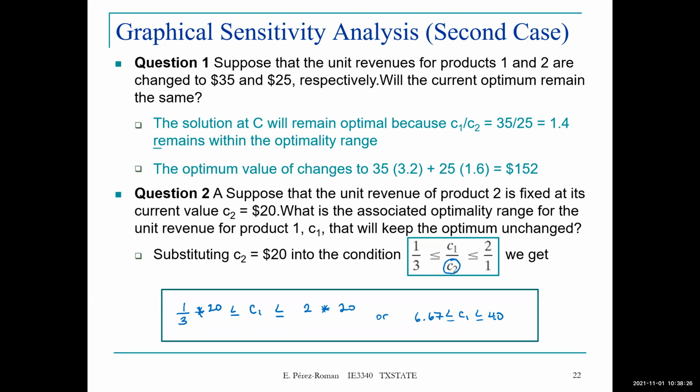If I go above that, I might kill product 2. I mean, if I'm selling very well and I'm increasing my prices, I might stop doing product 2 and go only to product 1. And that will happen if you go above 40. On the other side, if you go below 6.67, then you might go straight to producing only product 2 and not produce product 1. And so this is what these coefficients are trying to represent.